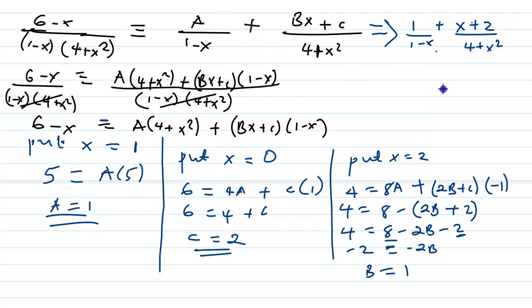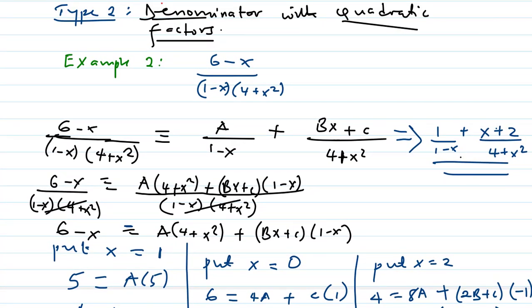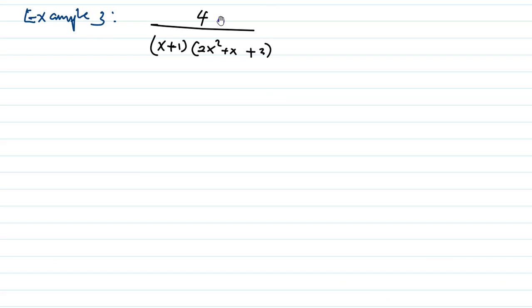Let's go ahead and do one more example with the same category, a denominator with a quadratic factor. Alright, so let's do this. We have example 3, 4 divided by x plus 1 into this. If you try to do some analysis, you actually notice that this one here cannot be factorized. If it can be factorized, then we just treat it as a linear factor after factorizing, but it actually can't.